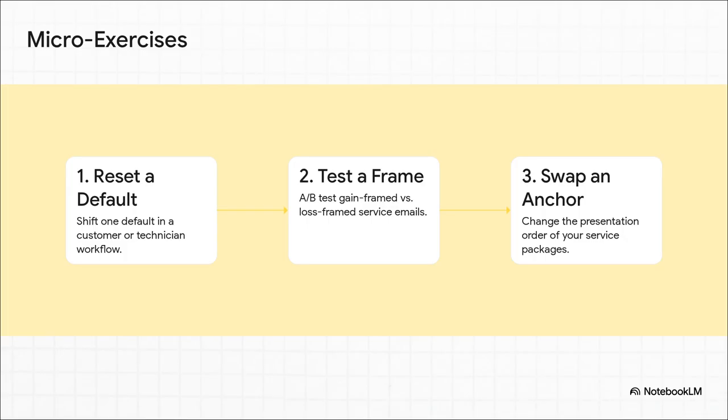Second, run a simple A/B test on an email. Send one version framed around a gain and another framed around avoiding a loss, and just see which one performs better. And third, if you present service packages in a certain order, just swap them. Show the most expensive one first for a week and track the results. These are super low-risk ways to see the impact for yourself.